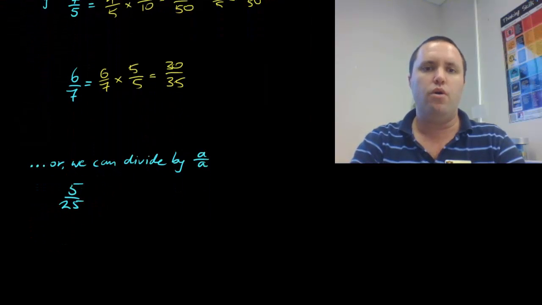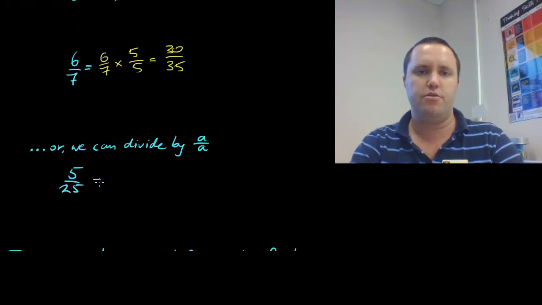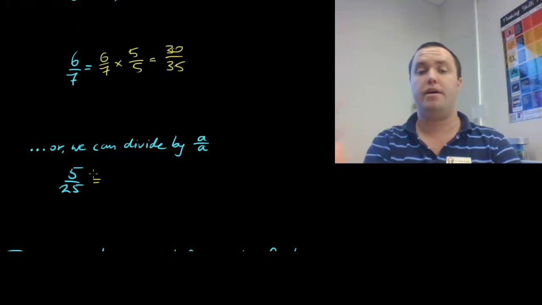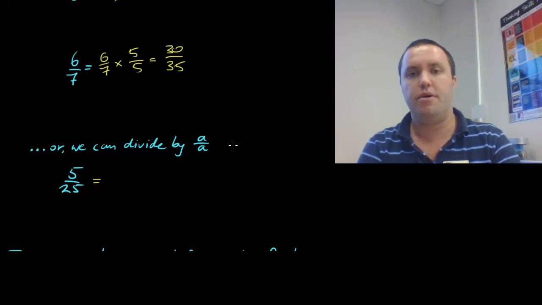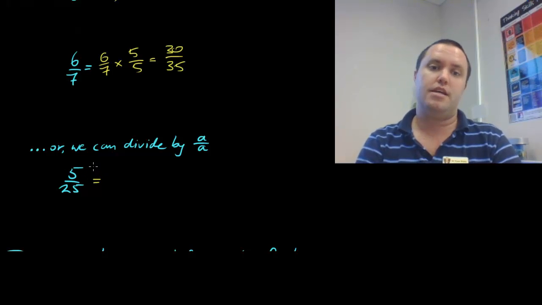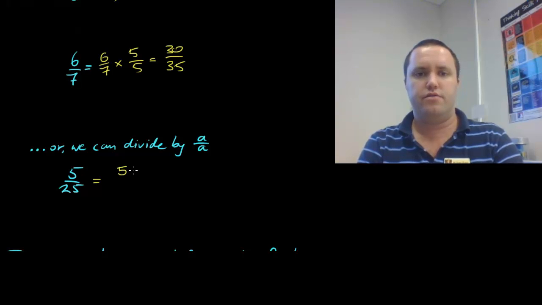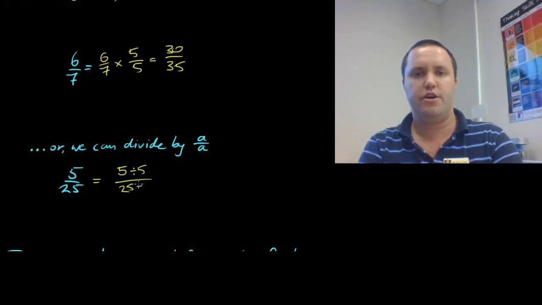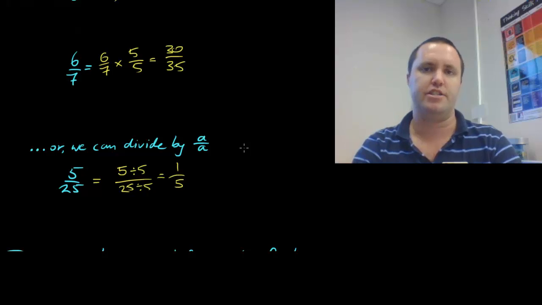Right. Or we can divide by a over a. So if you have one like this, where the numerator and denominator are both divisible by, have the same factor, we can divide by a over a, because a divided by a is 1. So it's the same thing as dividing by 1. So 5/25 divided by 5 is 1/5. And so that means that 5/25 and 1/5 are equivalent fractions.